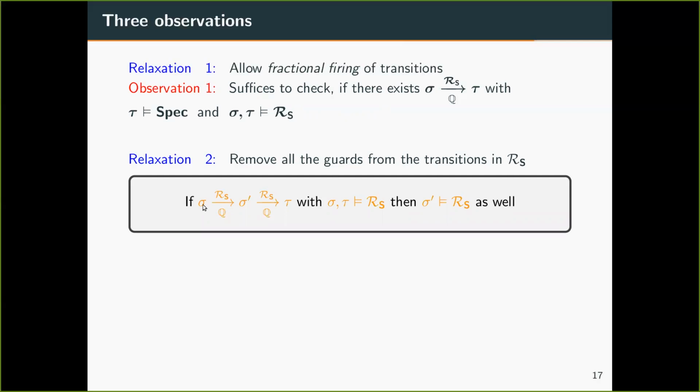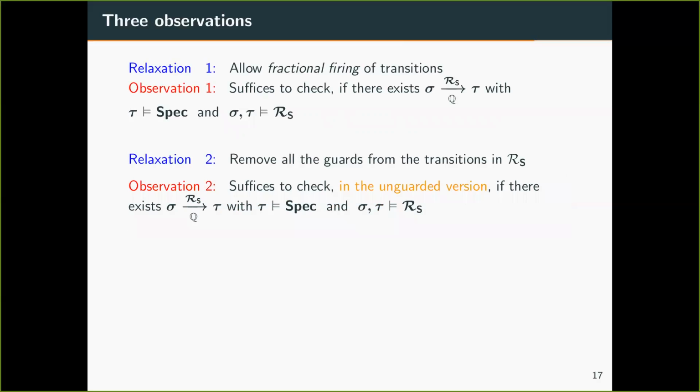So let's say we have a fractional run between configuration sigma and tau, and let's say sigma dash is some intermediate configuration. And assume that we are guaranteed that sigma and tau satisfy all the guards of all the rules of RS. Now, since shared variables can only increment, the values of the shared variables in sigma dash are sandwiched between the values of shared variables in sigma and the values of shared variables in tau. It follows that if sigma and tau satisfy all the guards of all the rules in RS, then sigma dash also satisfies all the guards of all the rules in RS. Hence, if we are guaranteed that sigma and tau satisfy RS, then we don't necessarily have to check that every configuration in between also satisfies all the guards.